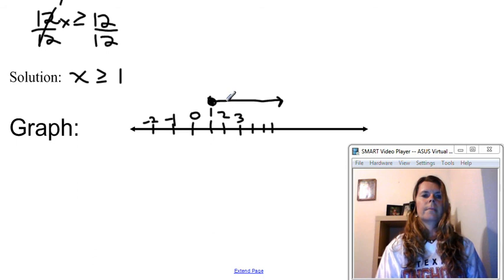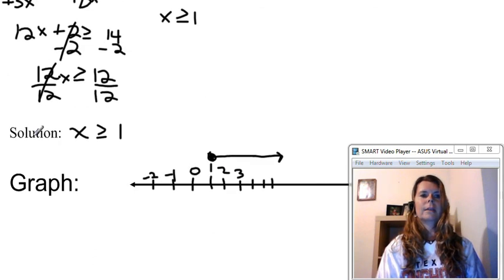Now, if you did an inequality where this ended up being a negative 12x and you divided by a negative 12, you'd flip this sign and make it less than or equal to. And you should have seen that in the intro to the video lesson.